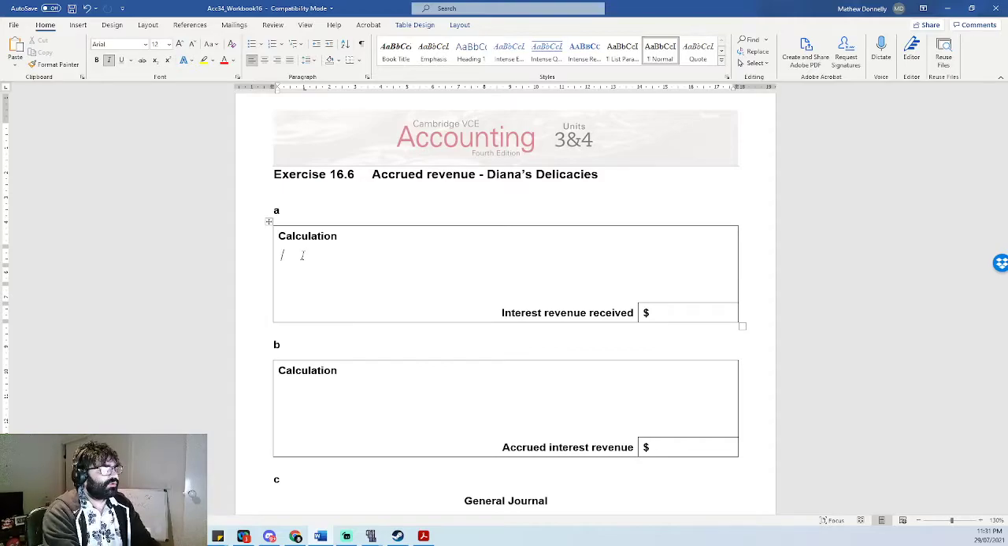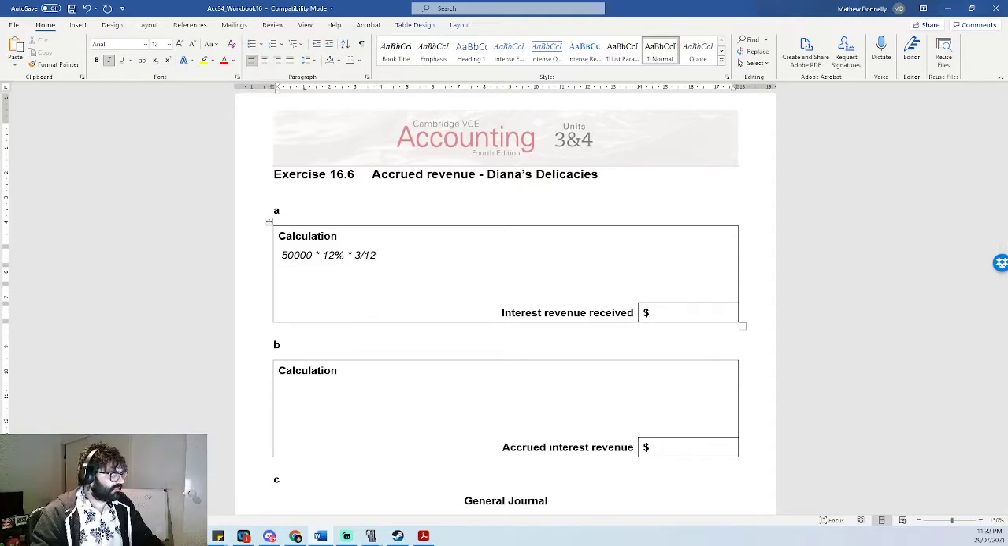So we would go 50,000 multiplied by 12% multiplied by 3 over 12, because it is 12% per annum, so you need to multiply it by however many months it is. If it was for the whole 12 months, then you would ignore this, but we don't.